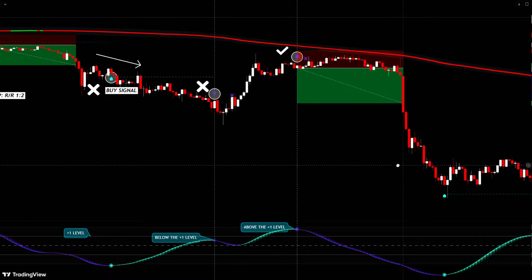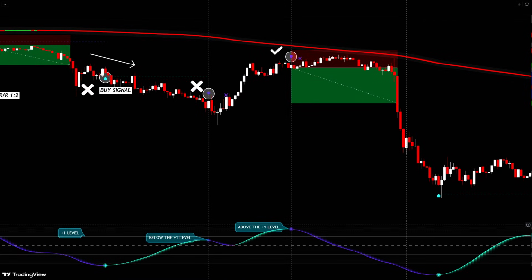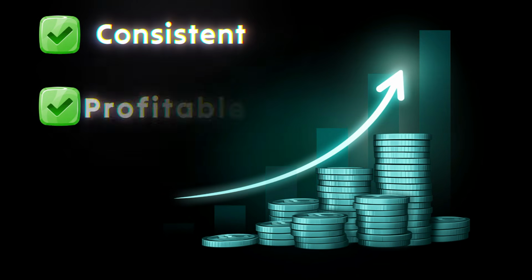Then another buy signal pops up, counter trend. Ignore it. Even if it looks attractive, the trend is your guide. Ignoring counter-trend signals avoids trades that feel good in the moment but actually go against the dominant market direction. Over time, following these simple checks keeps your trades consistent and profitable.